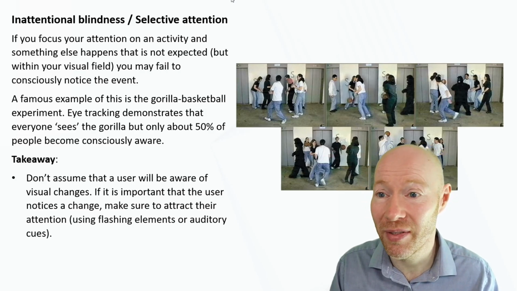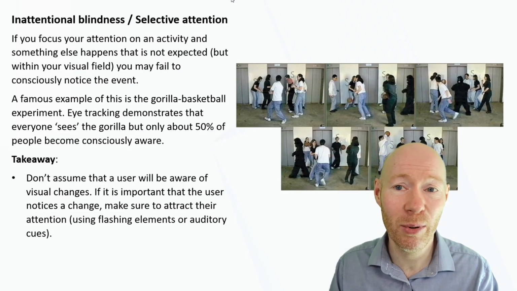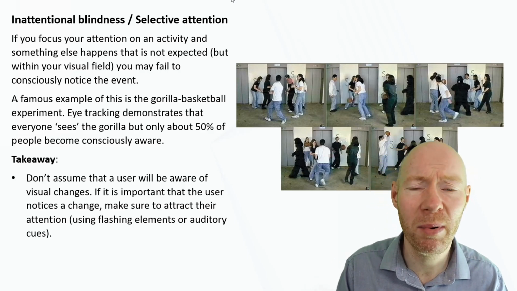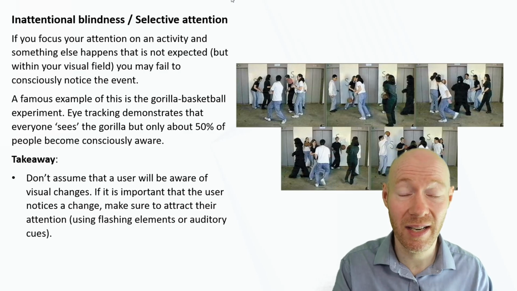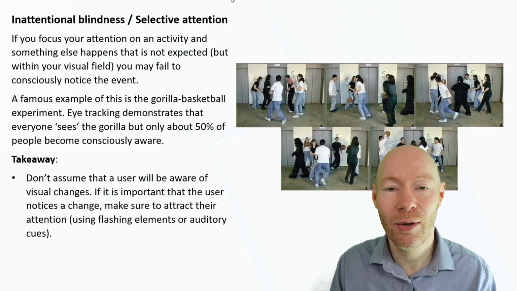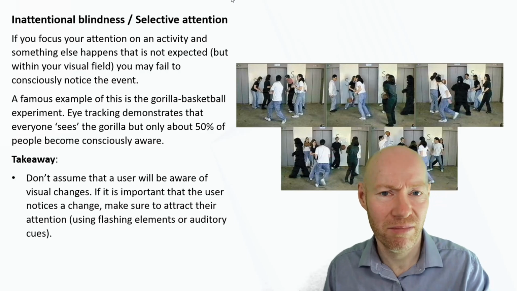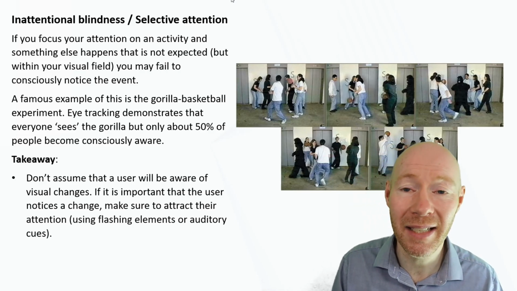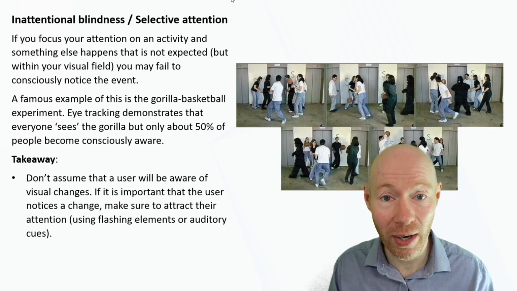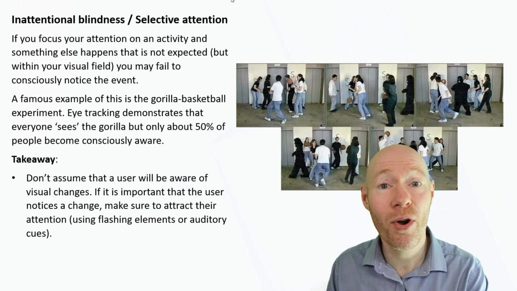Probably the most famous example of this is the gorilla basketball experiment, where you had a group of people all moving around in a small huddle with a couple of basketballs that they were throwing from one member to the next. So it's quite a rich interactive visual field. The participants were tasked to count how many times the basketball was passed from one person to another. That happened over maybe a minute. In the middle of the experiment, an individual dressed in a gorilla suit walked into the middle of the scene, faced the camera, waved at the camera, and then walked off.